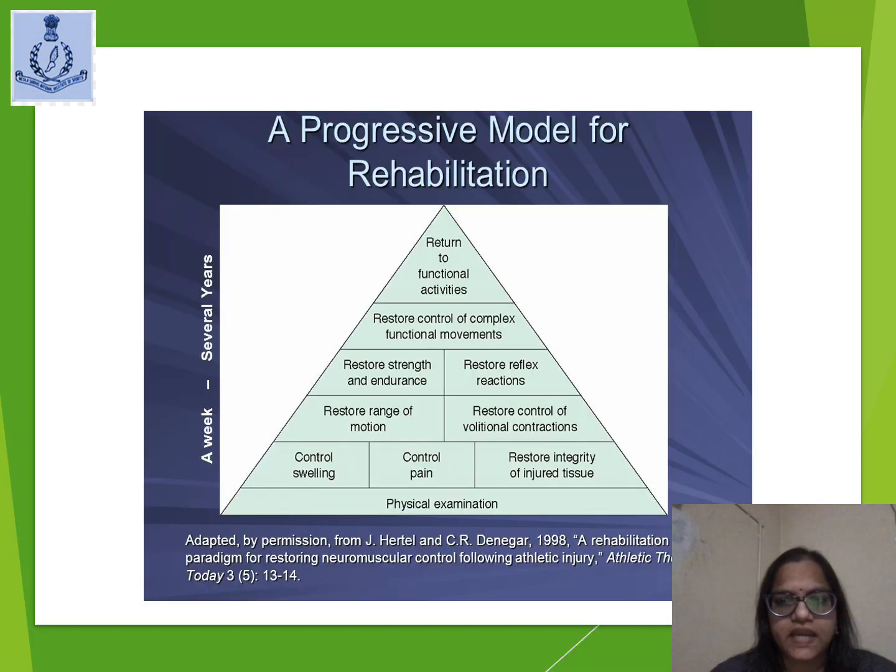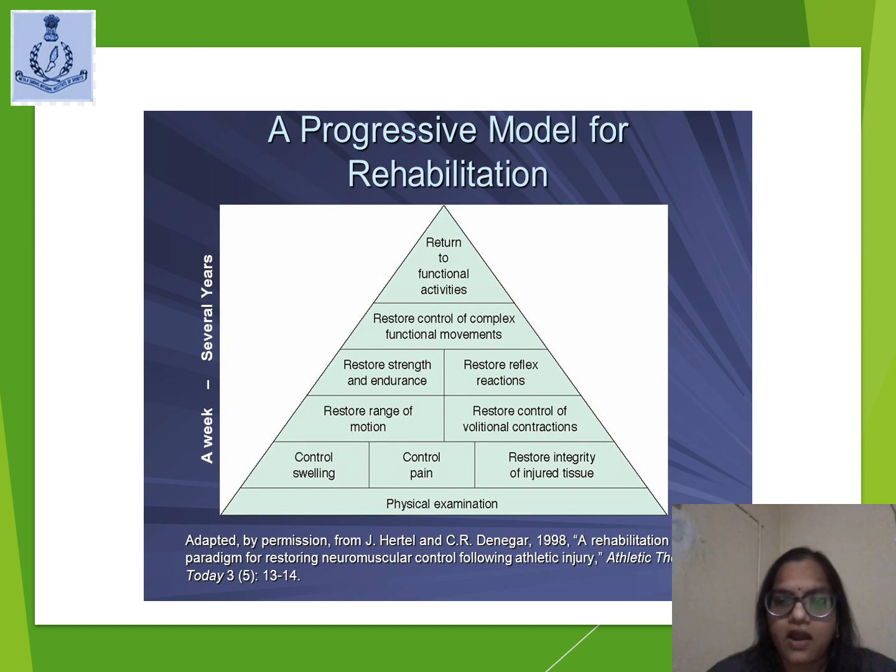The rehab should begin initially with a focus on controlling the signs of inflammation, controlling the pain, swelling, and restoring integrity of the injured tissue. This can be achieved by either immobilization or protected mobilization, icing, compression, elevation, etc. The duration depends on the injury site and the type of injury.